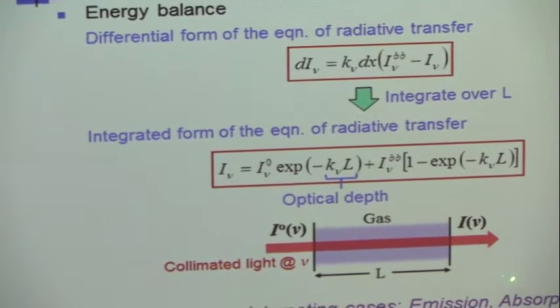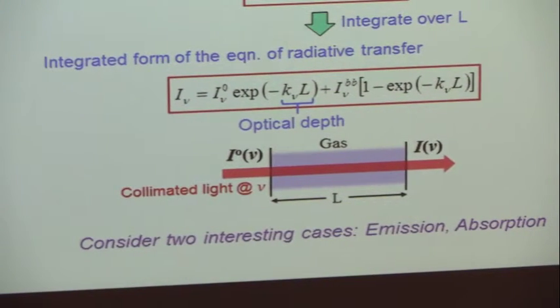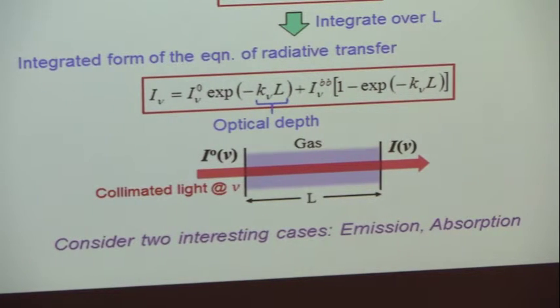Now we're going to look at two cases. Let's look at emission and absorption, starting from this equation here, the integrated form of the equation of radiative transfer, done in 2 slides. It looks at an emission experiment.